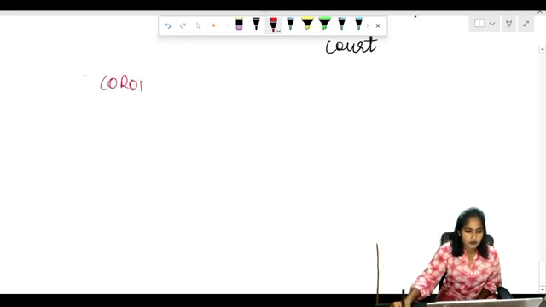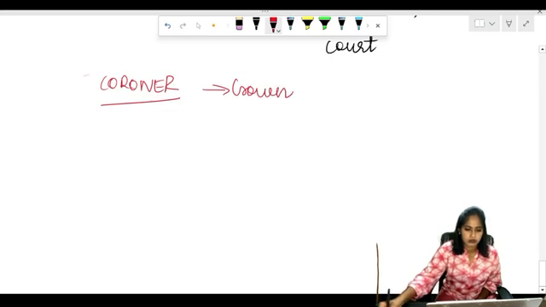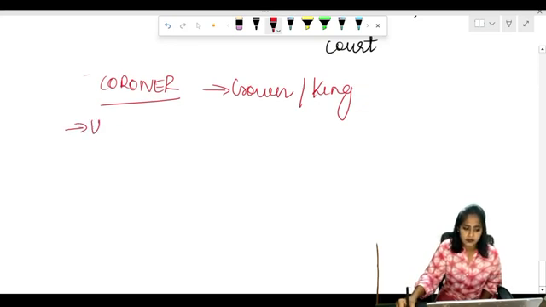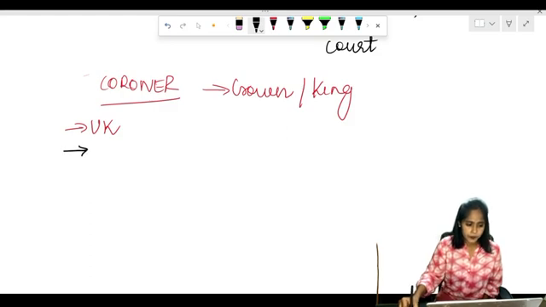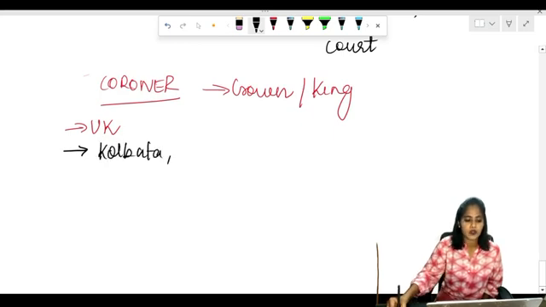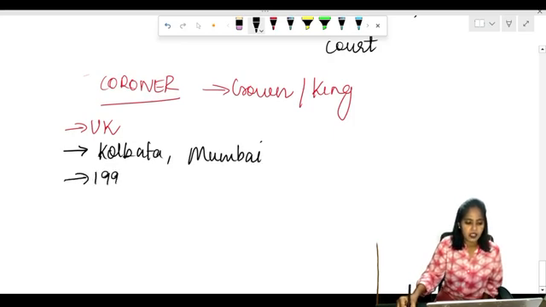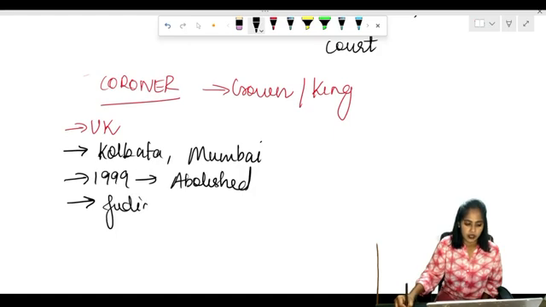So the next one is coroner's inquest. Coroner by the word means crown or king. So this is king-ruled in the UK. Yes, so it's followed in the UK. This was previously there in India, where in Kolkata and Bombay it was followed, but in 1999 it was abolished. The coroner is also a judicial official.